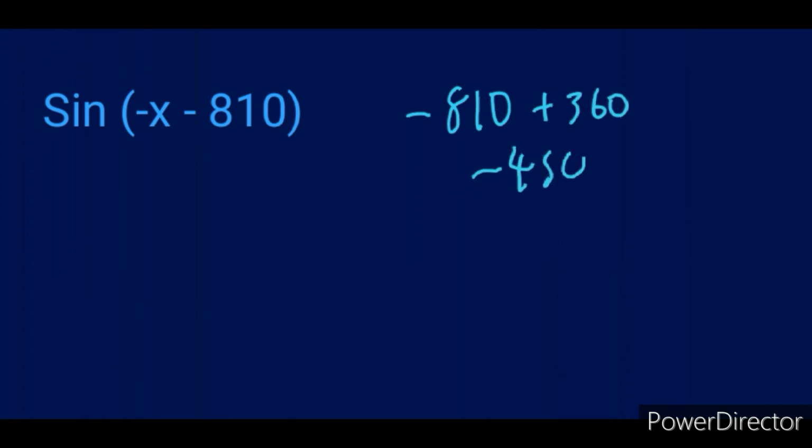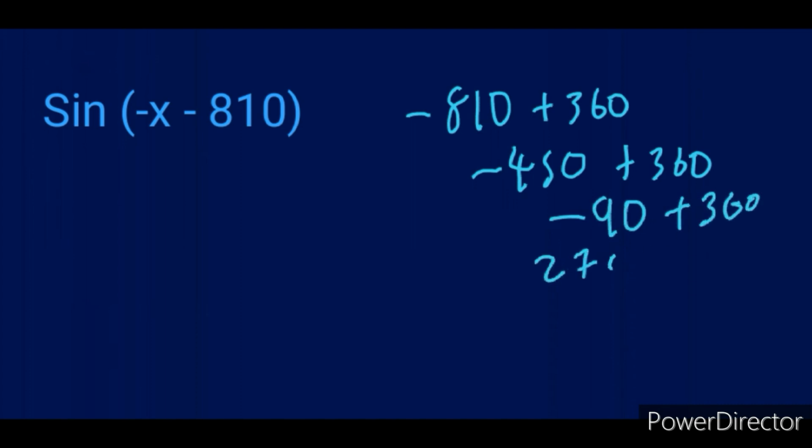We still don't have what we want. We want a positive number that is less or equals to 360. Therefore, we're going to say negative 450 plus 360. And this is going to give us negative 90. We still don't have what we want. So we're going to add 360. And this is going to give us 270. So therefore, we've got a positive number that is less or equals to 360. And when we put 270 in place of negative 810, we're going to have sine minus x plus 270.